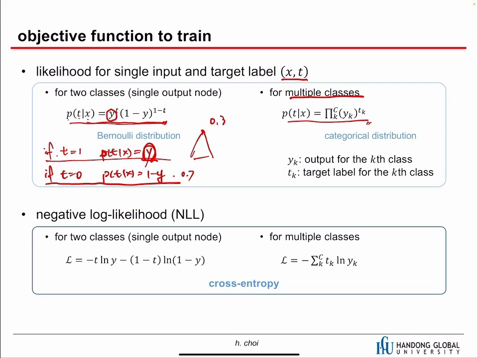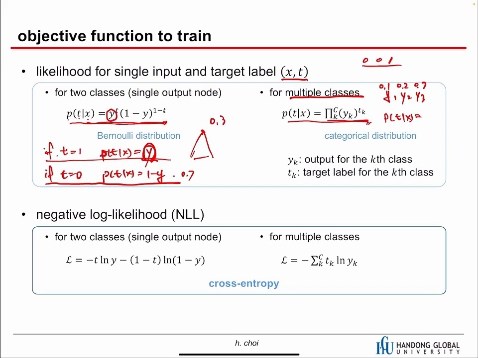If you are confused, then you can think of just a simple example. Let's say when t looks like this, which means the target level is the third class. Then the neural network has the three outputs, y1, y2, and y3. So let's say this one is 0.1 and 0.2 and 0.7. And then what is the probability t looks like this, which means the true label says it is the third class. Then what is the probability?